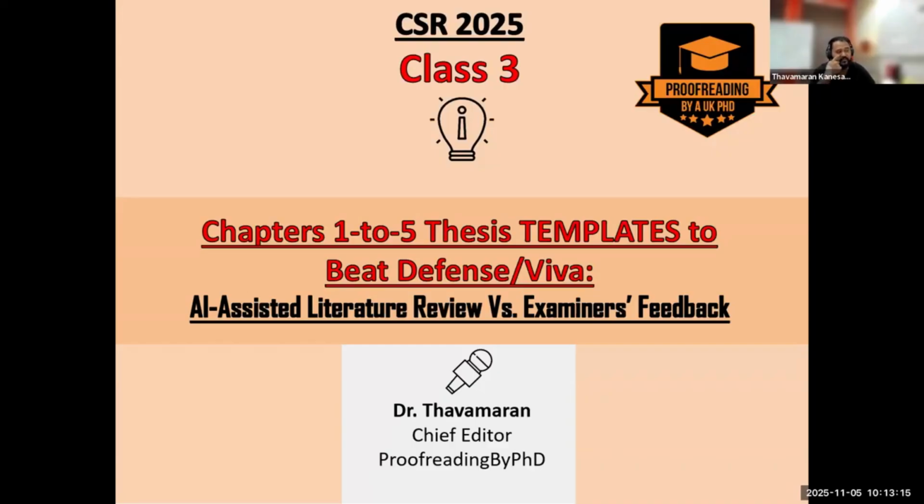All right. So today we are going to look at chapter 1 to 5 thesis templates to beat defense and Viva, and AI-assisted literature review versus examiners' feedback. This is the very important part today. You are going to look into how examiners perceive the outcome of purely AI-written thesis and proposals. Whether it's ethical or unethical, I think that is between the students and the university. But today, purely, I'm going to talk about the technical part, where students are falling short and why they cannot sustain through defense or Viva. That's what we're going to focus on today.